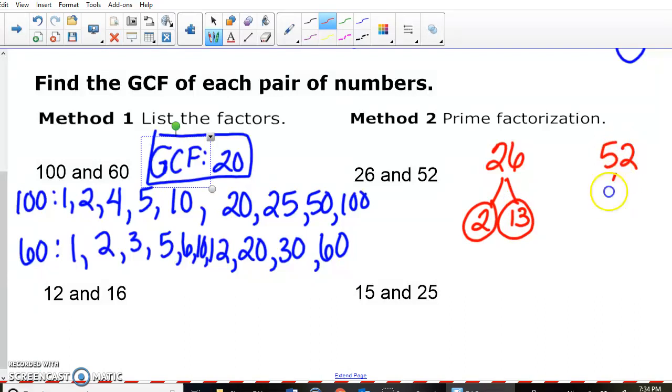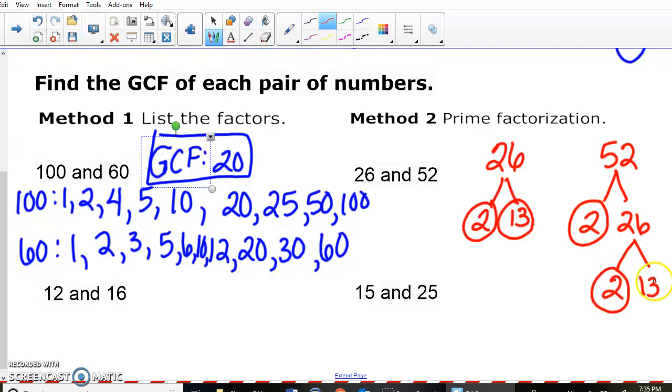So finding my prime factorization of 52. I know that 2 times 26 works. 2 is prime, so it's done. And then I can do what I did over here. 26 factors into 2 and 13. So then I need to kind of do a little observing and see what's the biggest factor they have in common. And in this case, it would be 26. So my GCF would be 26.